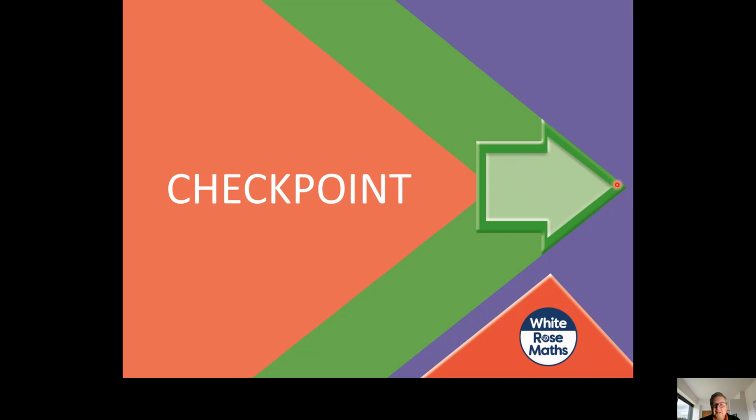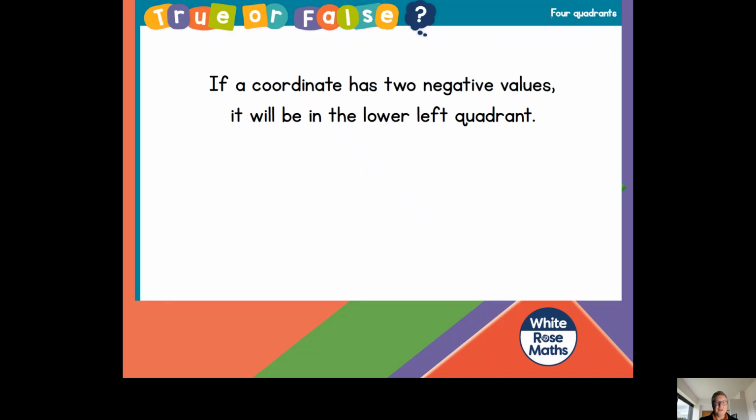Do the checkpoint. So this will help you decide whether you're going to begin on step 1 or go beyond step 1 at the beginning of this independent session. If a coordinate has 2 negative values, it will be in the lower left quadrant. So the lower left quadrant is the 1, 2, 3, the third quadrant. Okay. Sketch it out. Have a look.